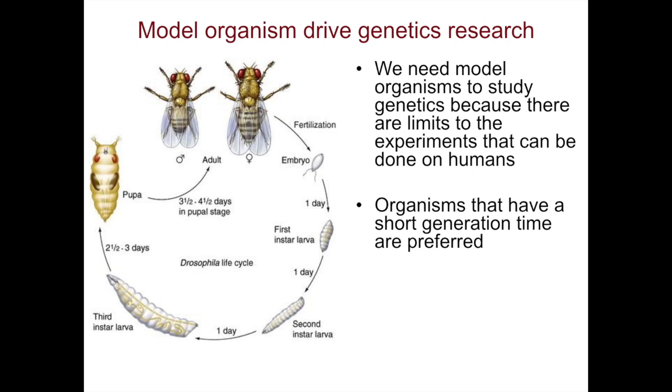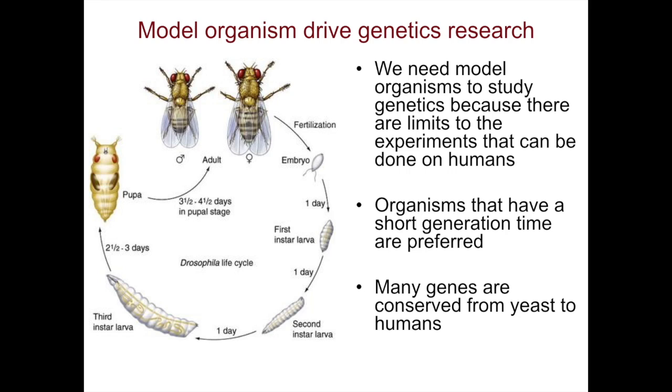We tend to choose organisms that have a short generation time as model organisms. One of the advantages of Drosophila, whose life cycle is depicted on the left, is that you can go from an adult to an egg and back to an adult again in just 10 days, which is really good. Also, for those interested in developmental genetics, an egg can completely develop in 24 hours into a first instar larva, which is depicted here.